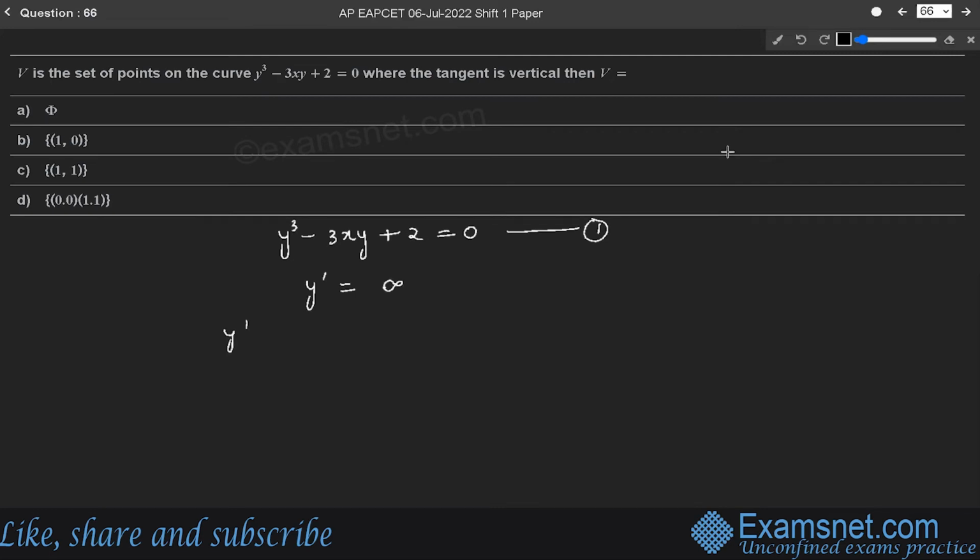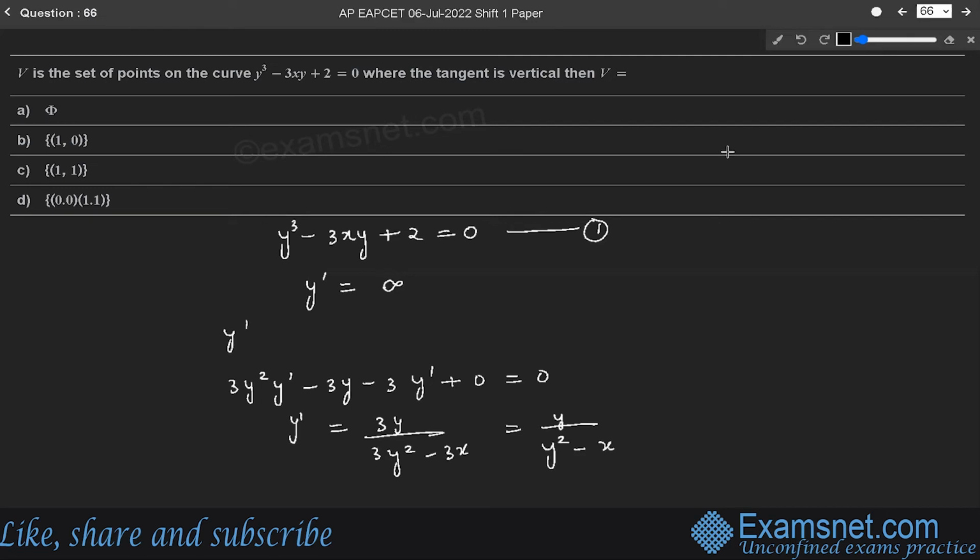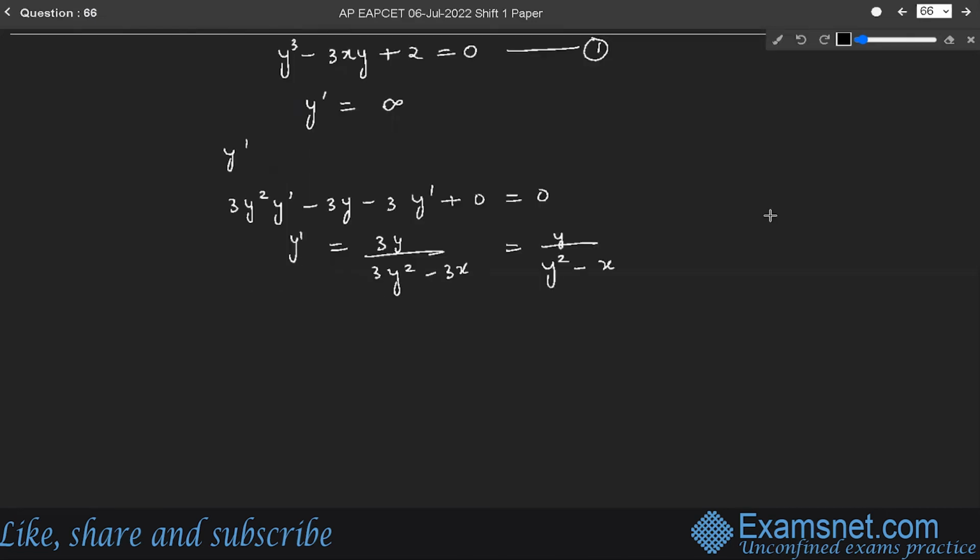So differentiating, 3y² y' - 3y - 3x y' + 0 = 0. So y' will be 3y/(3y² - 3x), which is equal to y/(y² - x). Now, for y' to become infinity, y² - x should be equal to 0. So if y² - x = 0, then y² will be x. Let this be equation number 2.